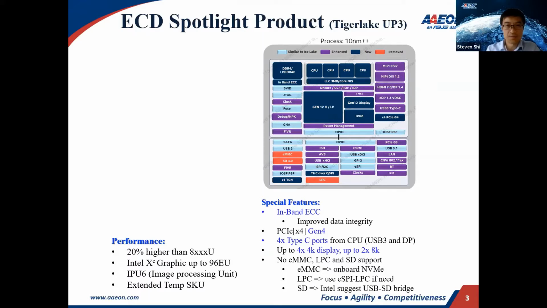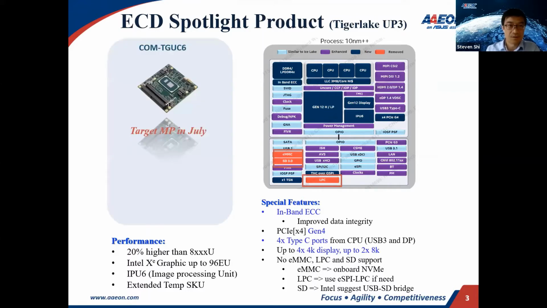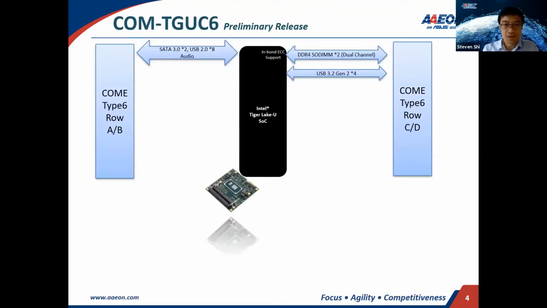which is actually added value for COM Express projects and product demand. So today we will have firstly the Type 6 module, which has a target mass production schedule in July. And also, of course, the Type 10 module with compact size and a target mass production schedule in August. So let's first start with the Type 6 module.